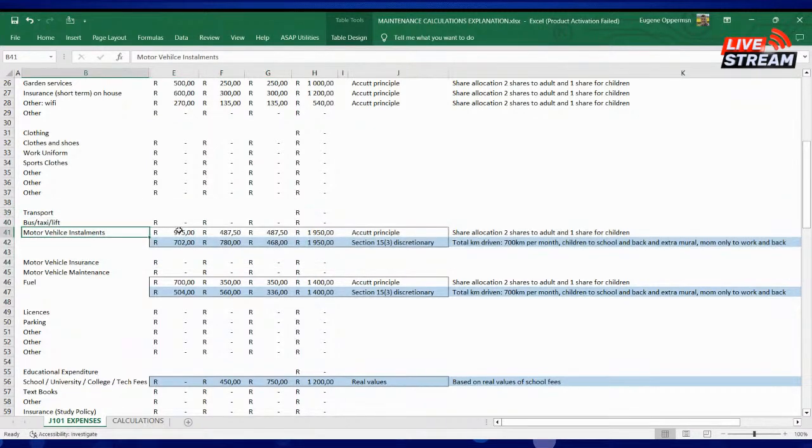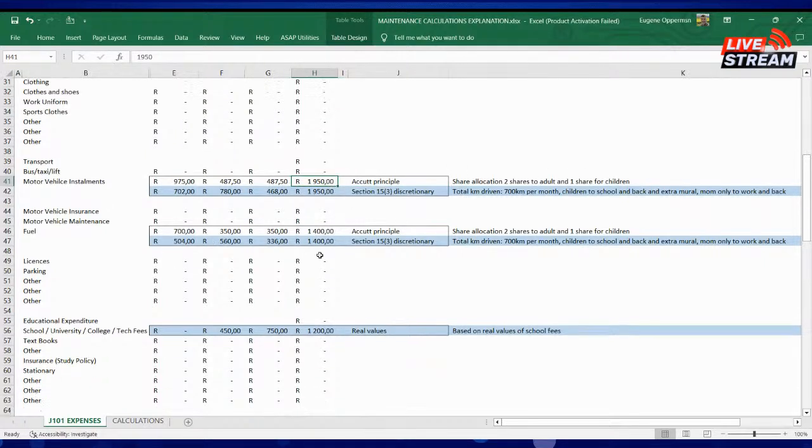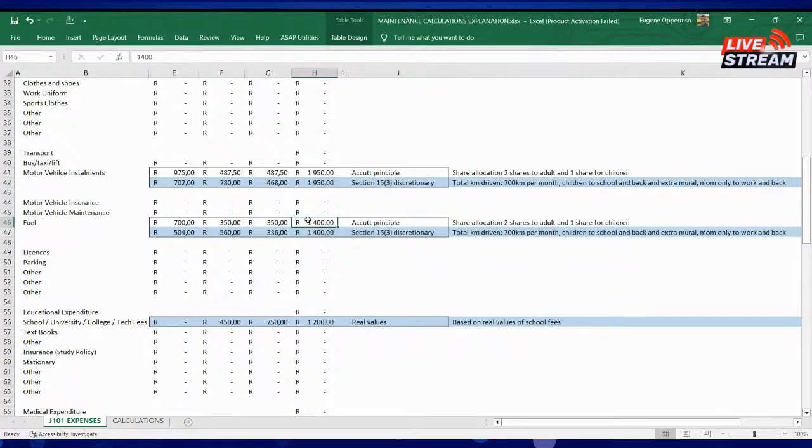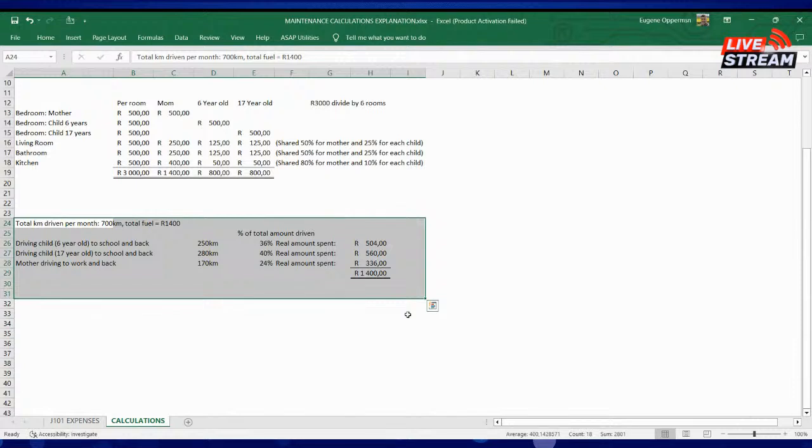Interesting with this, maybe I can just explain this a little bit more. If we were to use the simple Akut principle on, for example, your total amount of fuel per month, which is 1,400 Rand, it would mean that the split would be 700 Rand for the mother and then 350 Rand for each child. But if we look at the actual figures, and I've done a simple calculation here, the total kilometers driven was 700 kilometers, and there was 1,400 Rand used for fuel.